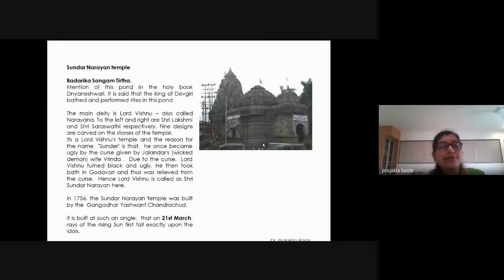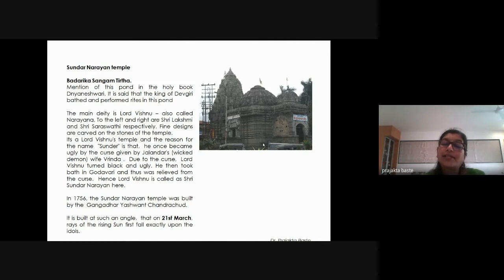cursed by one wife of a wicked demon. The name of the demon was Jalandhar. और उनकी जो वाइफ थी वृंदा, उन्होंने विष्णु को कर्स किया, शाप दिया कि आप बुरे हो जाओगे, यू विल बिकम अगली. And Vishnu got really very tensed, like when he started looking ugly, black and everything. So it is said that he came over here on this stretch of river Godavari, took a dip over here in the waters of Godavari, and then he became again fair and original, as he was an original lord. And that is why it is called Sundar Narayan.